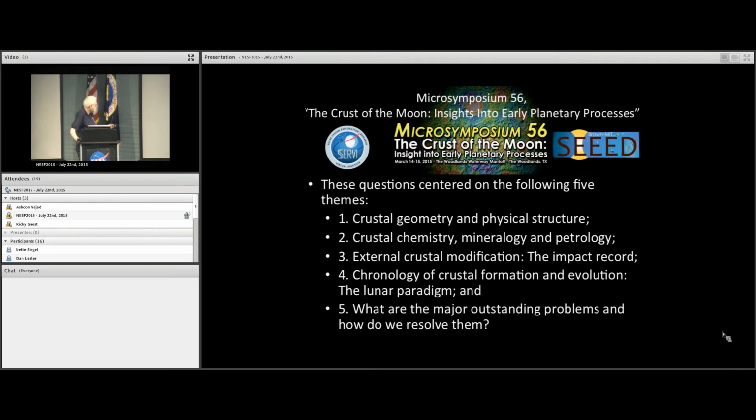What's the crustal geometry and physical structure, crustal chemistry, mineralogy and petrology, external crustal modification, looking at the impact record, how the impact record modifies the surface as well as the chronology, and of course the whole question of what the major outstanding problems are and how we go about attacking them.